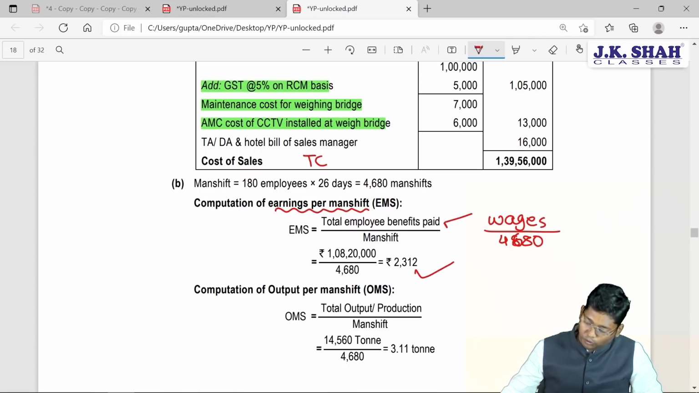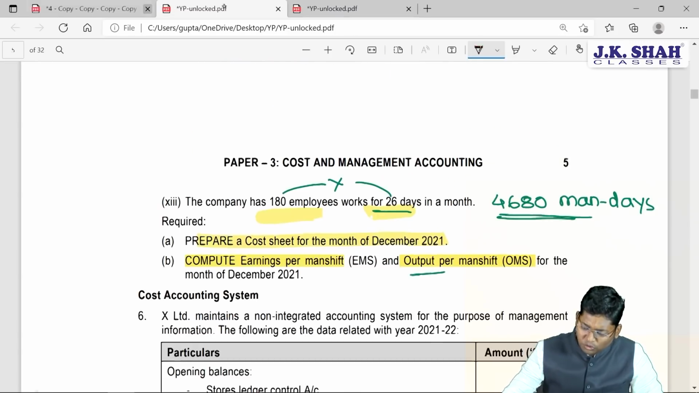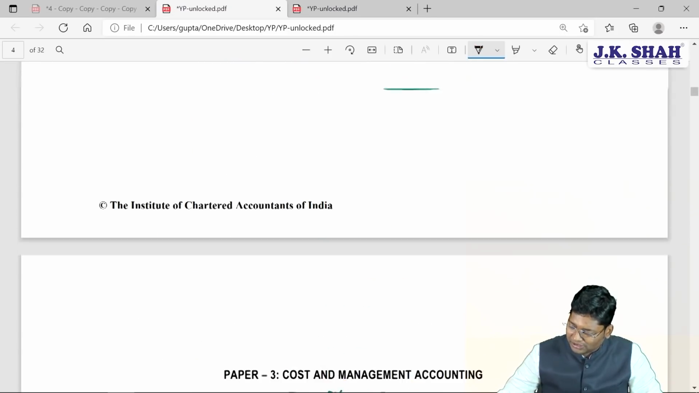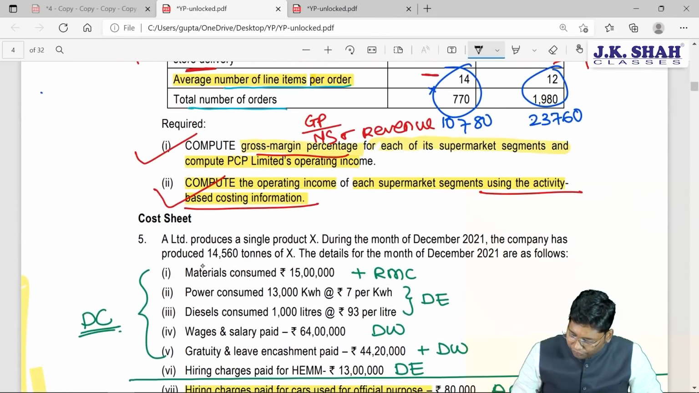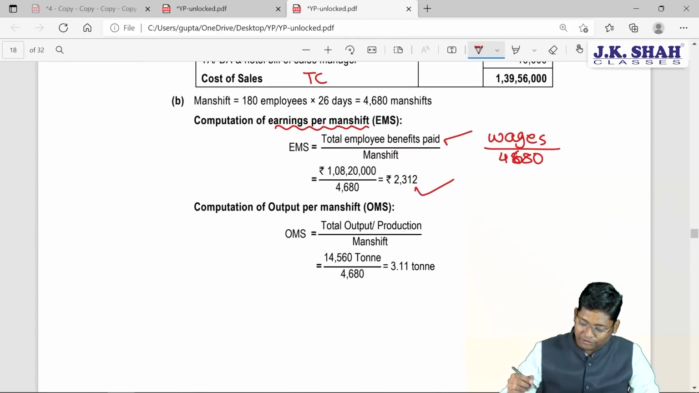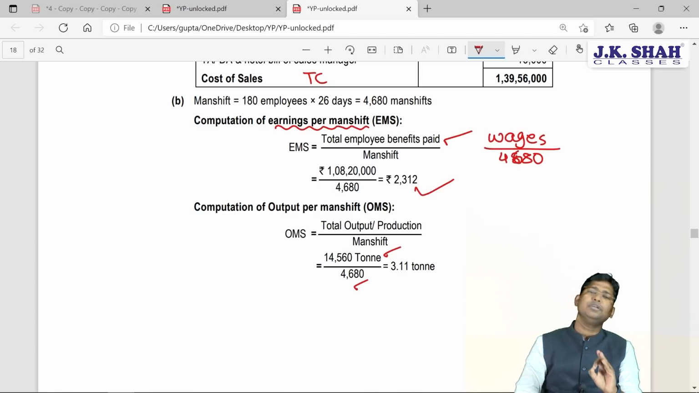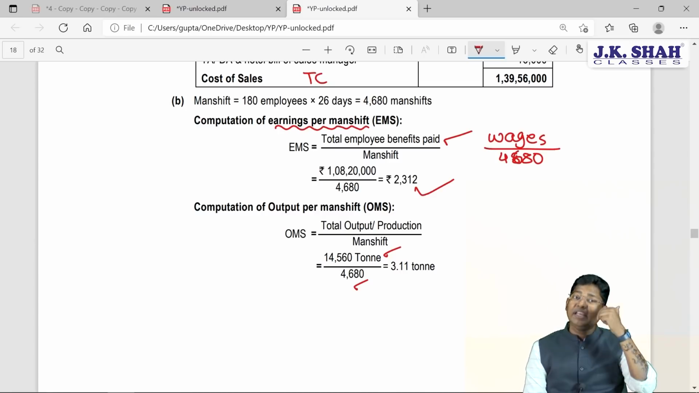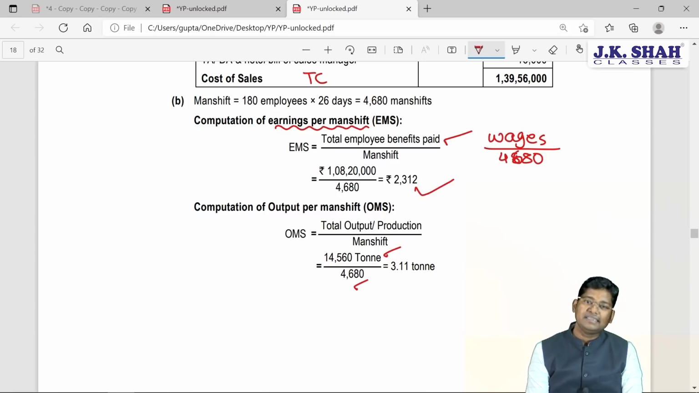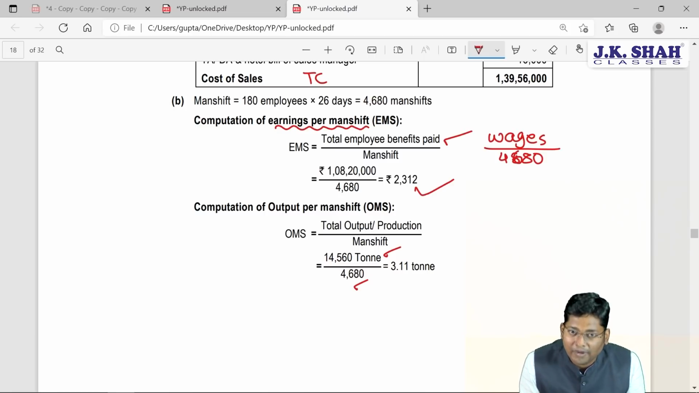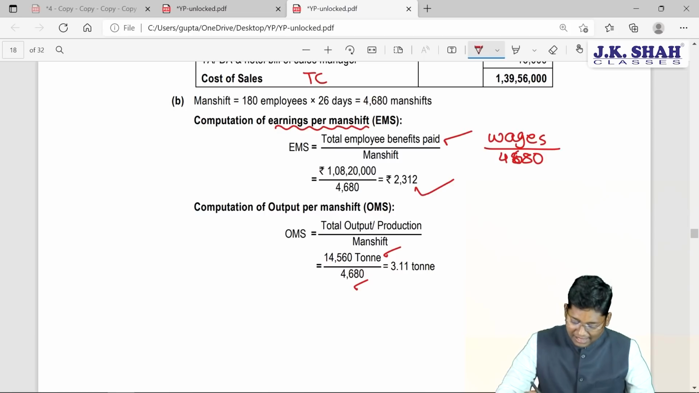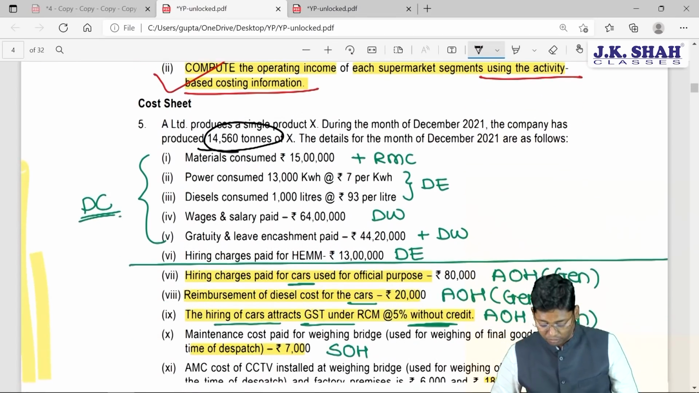And if you want to express your output, what is the total output produced by the company? Read the first line of the question please. Now the first paragraph says 14,560 tons of products are produced, and if you want to express them according to man shift, you need to divide them by man shifts. You are going to get your answer. This was the easiest question of cost sheet, covering various new points which we have analyzed and posted according to our format. So this is the end of cost sheet, guys. Let's start with the next chapter without wasting time.